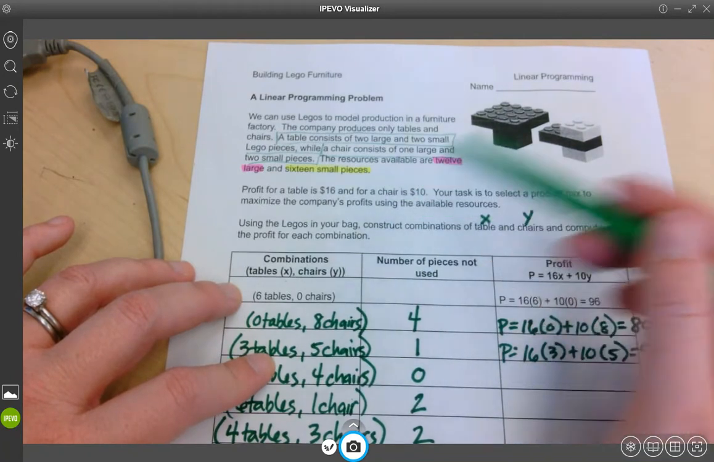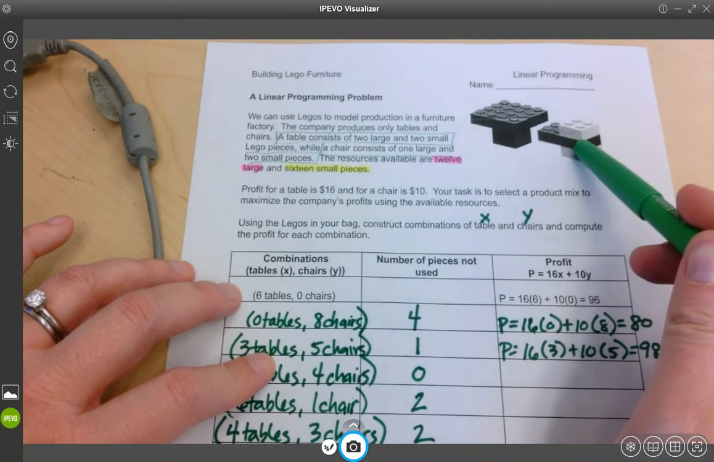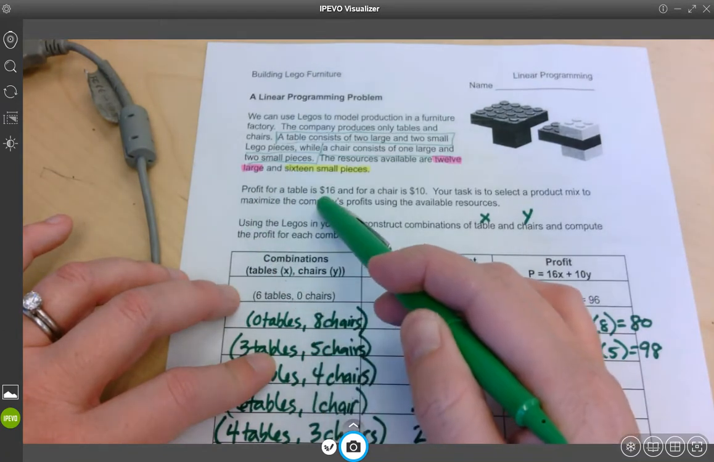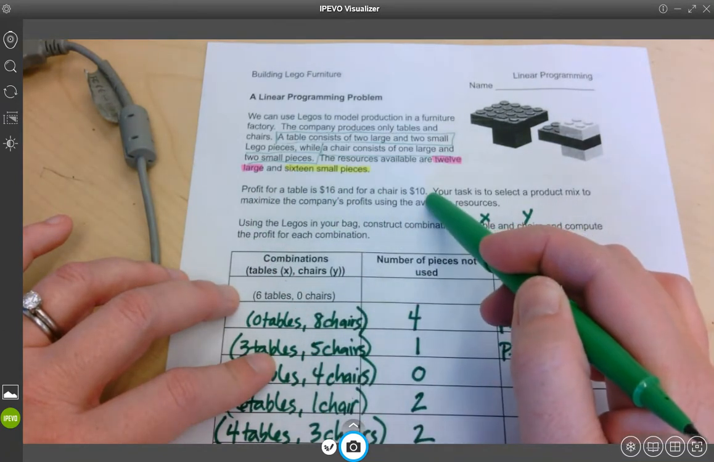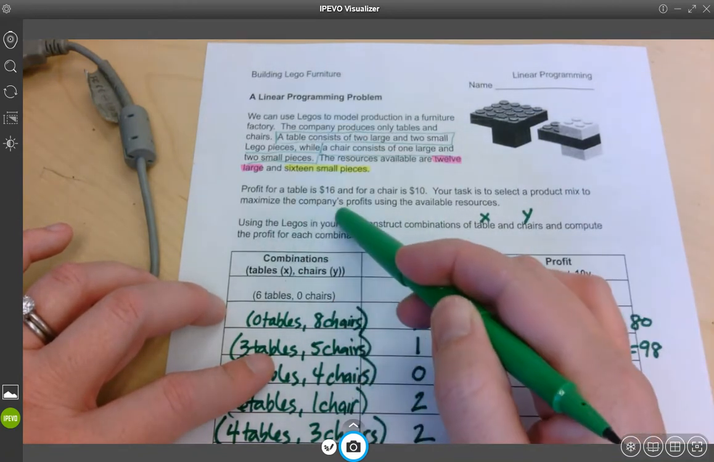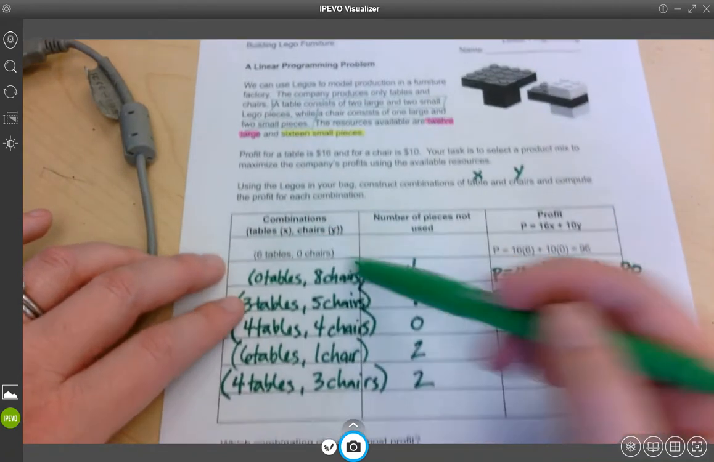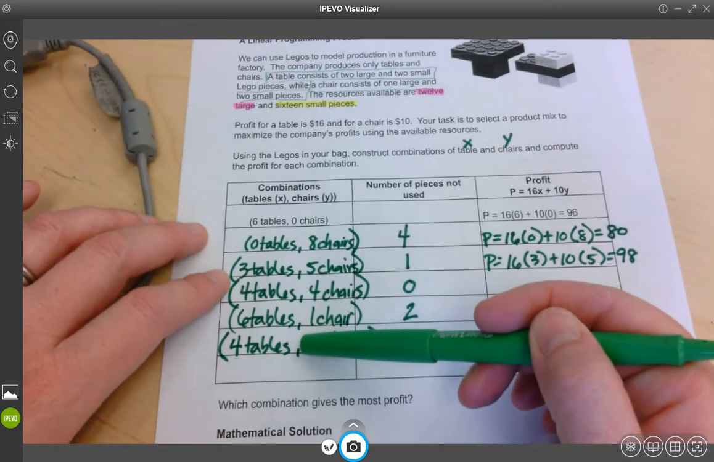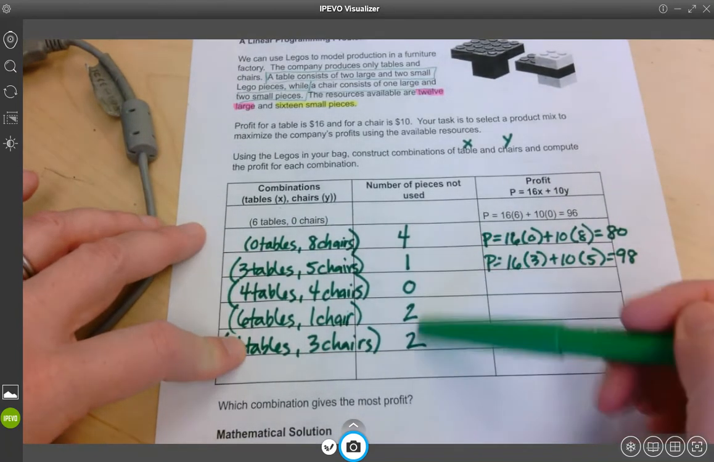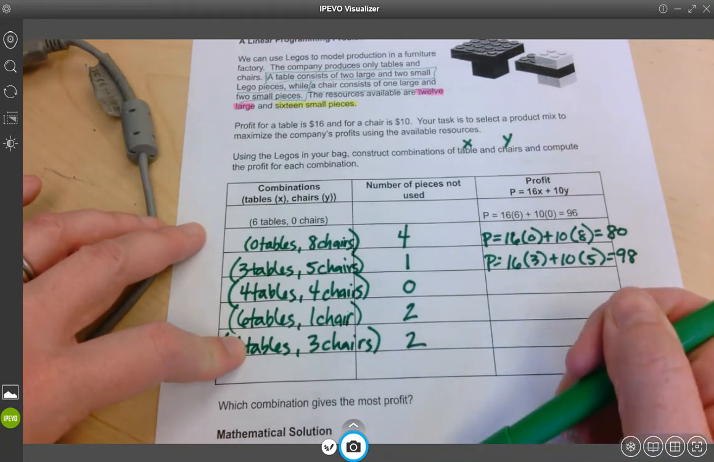So the students in the classroom built the tables and chairs to find combinations. Profit for a table is $16, profit for a chair is $10. And we're going to find the product mix to maximize the company's profits. And so we came up with these combinations. The students built these to make sure that they worked. And there were some leftover pieces in most of the situations.